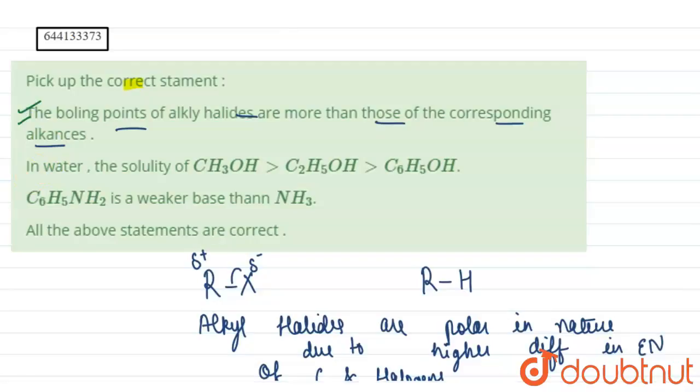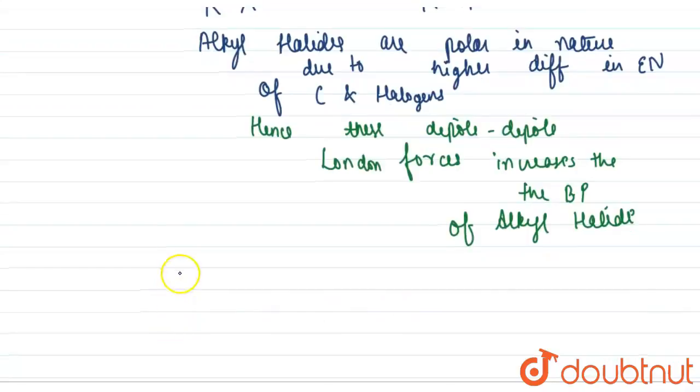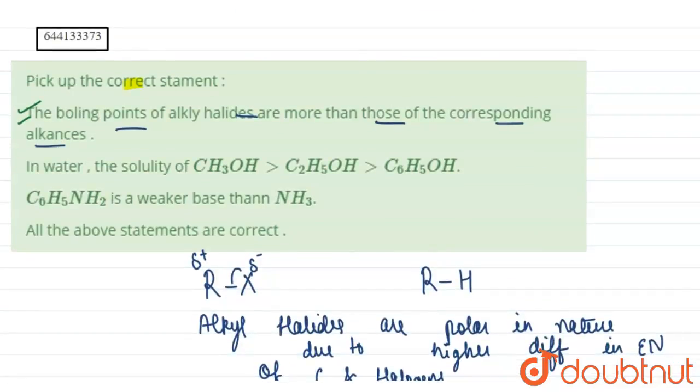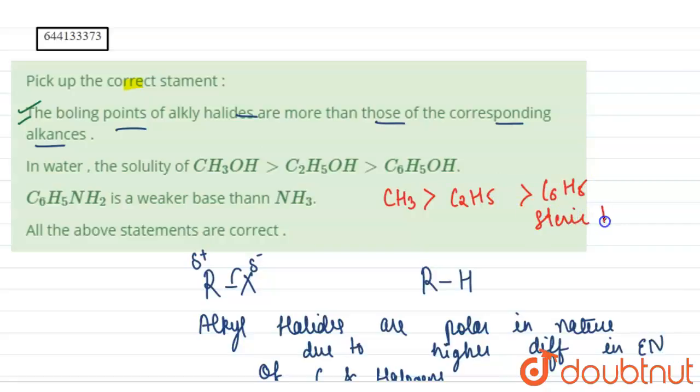Talking about the second statement, we know that solubility in water depends upon hydration, and hydration depends upon steric hindrance. Hydration will be more if steric hindrance or crowding is less, because alcohols have a tendency to make hydrogen bonding, and hydrogen bonding depends upon steric hindrance. The order of steric hindrance in the given groups, in increasing order, is CH3, then C2H5, and then C6H5. Steric hindrance is most in the phenyl group, then in ethyl, and then in methyl.